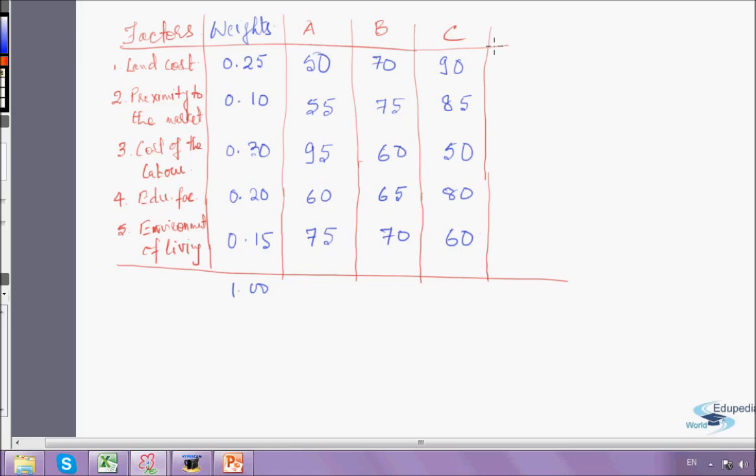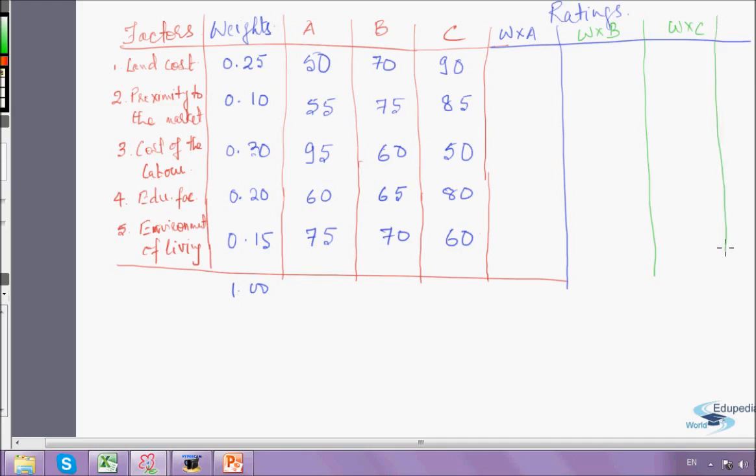Let me do that here. We'll find the ratings, and this is nothing but the product of the weights and the factor values, or the points which we have assigned to each of these. Okay, so it's W into A, W into B, and here it is W into C, the third one. Fine. So we'll find the product of all of these in these columns.